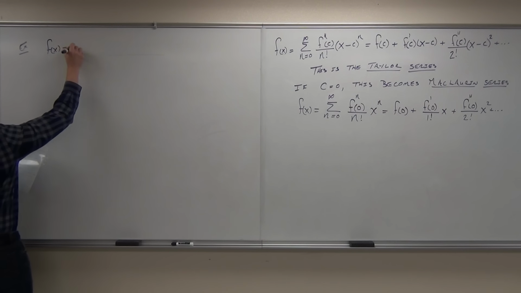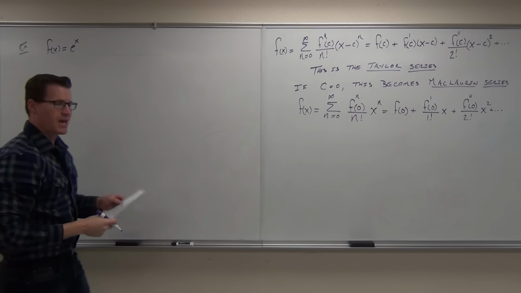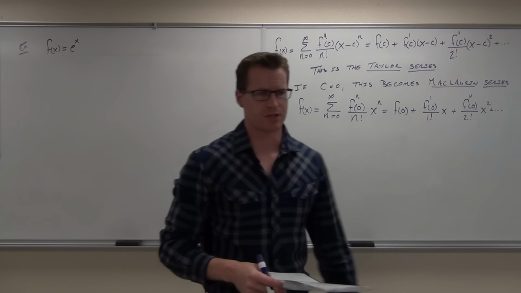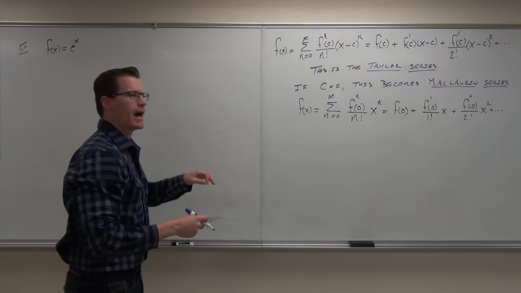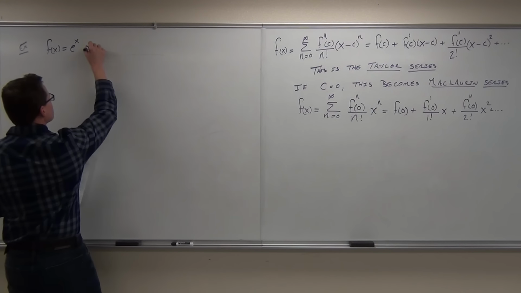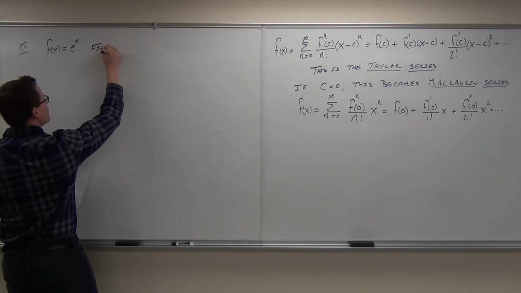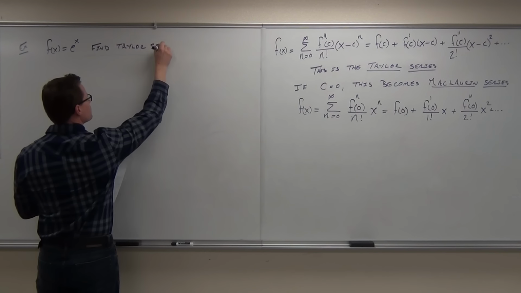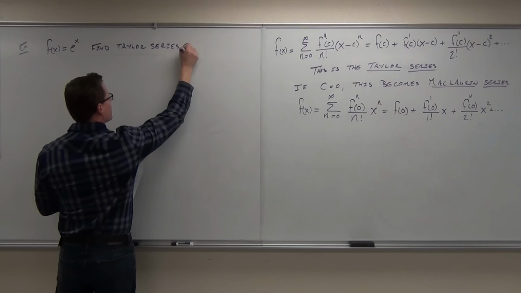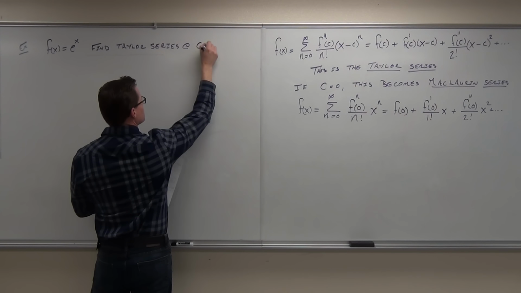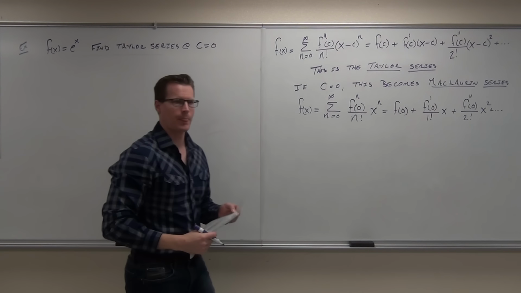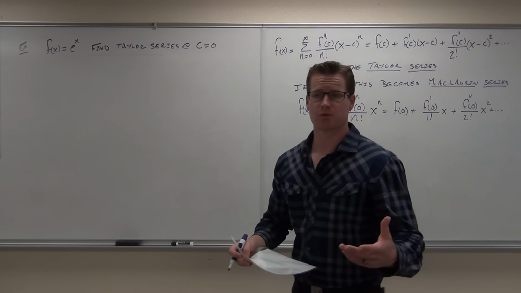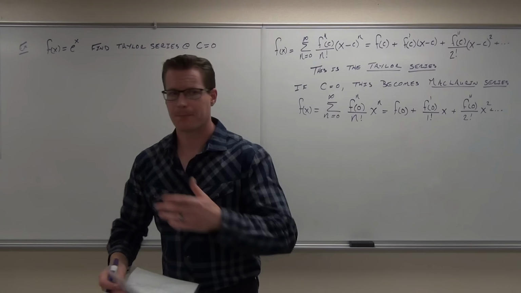So if we have a function like this, what I want you to do is find the Taylor series that represents this function at a certain point. Find the Taylor series that represents this function at the point c equals 0. Can you please explain to me another way that I could have worded this that would mean the same thing? Find the Maclaurin series. Bam.